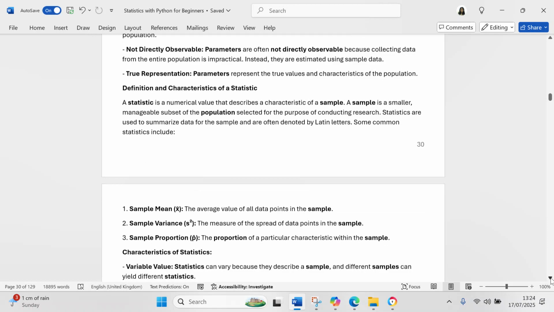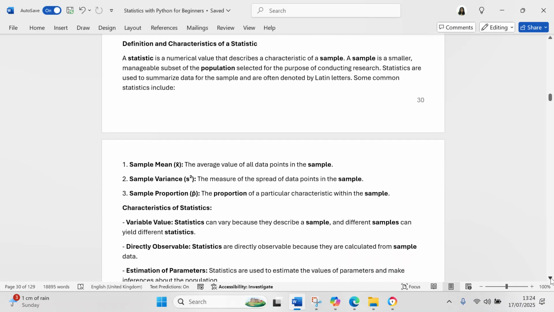So now we're going to discuss the statistic. A statistic is a numerical value that describes a characteristic of a sample. A sample is a smaller, manageable subset of the population selected for the purpose of conducting research. Statistics are used to summarize data for the sample and are often denoted by Latin letters.